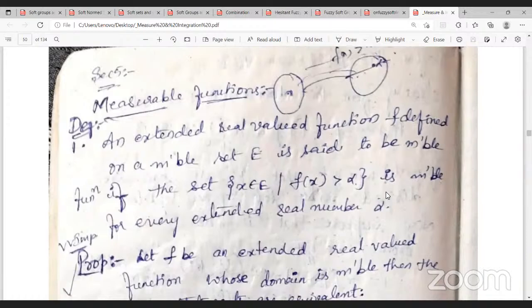Any function which is defined on a measurable set is said to be a measurable function. We have a set, or there exists a set, which is the set of all elements x such that f of x greater than alpha is measurable, for an extended real number alpha.